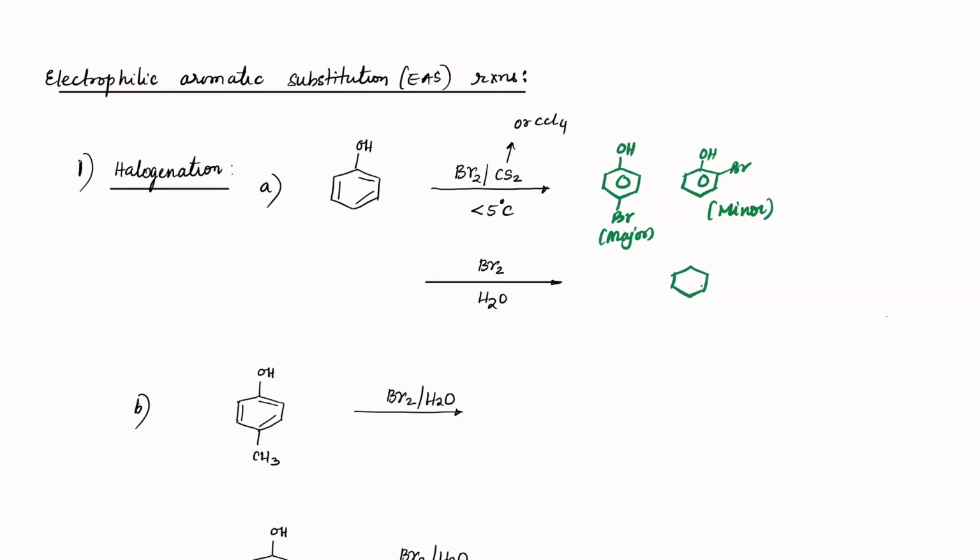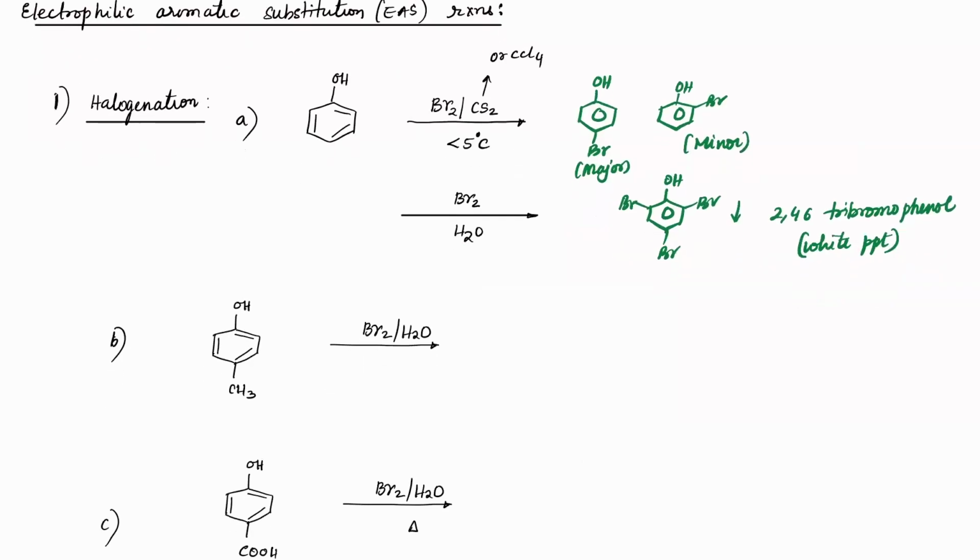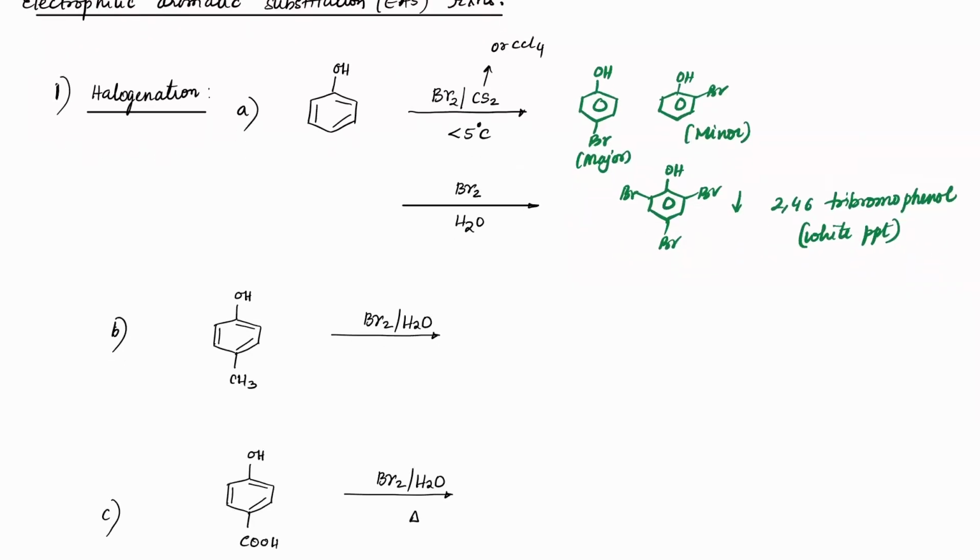While if you react that in bromine water, then it will start forming at all three positions, and that will cause this as 2,4,6 tribromophenol, okay, which is a white ppt. This is a white ppt, correct? This is what happens in water. Clear?